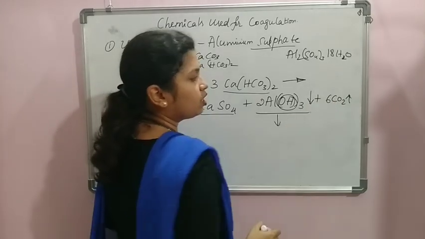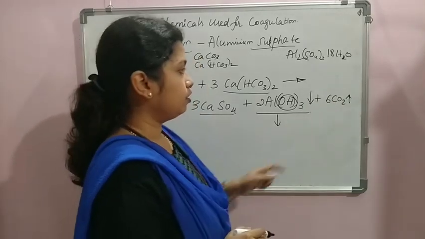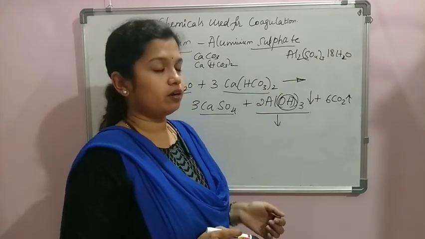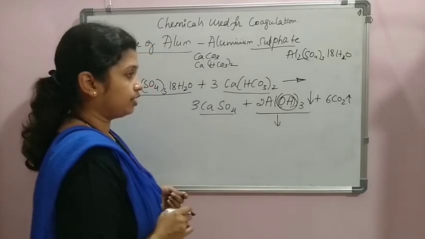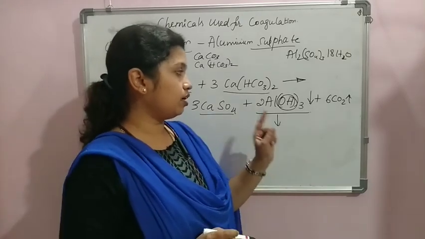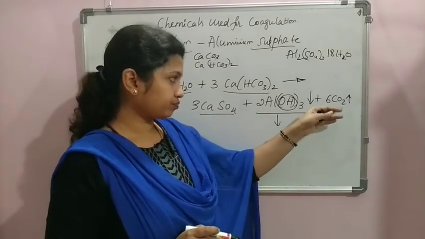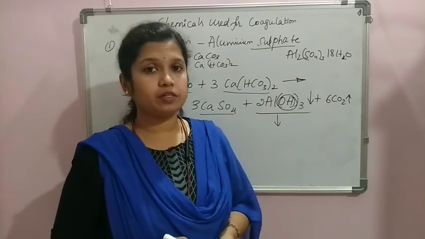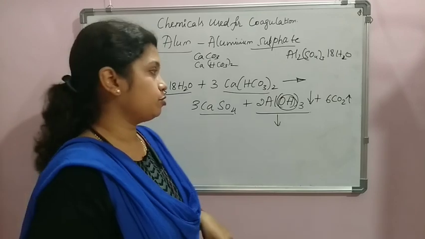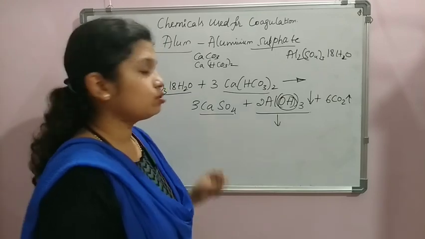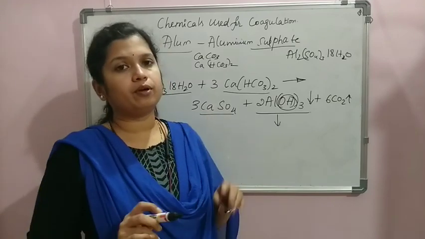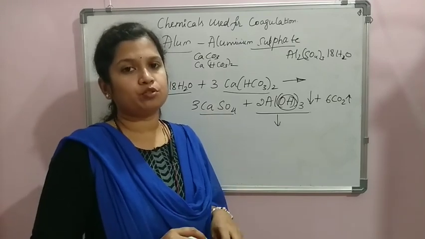Plus, it gives rise to carbon dioxide. Since carbon dioxide is a gas, it escapes to the atmosphere. The only disadvantage of the reaction here is that it gives rise to CO2, that is carbon dioxide, which is a very corrosion causing gas. That is one disadvantage here. And also it gives rise to CaSO4, that is calcium sulfate. Calcium sulfate is one of the properties that induces permanent hardness to the water.